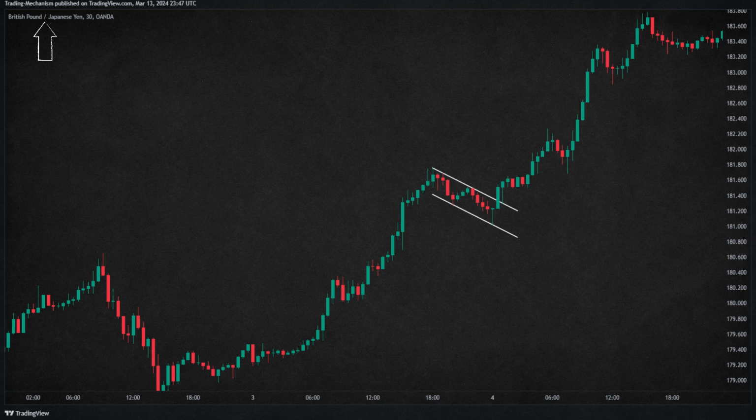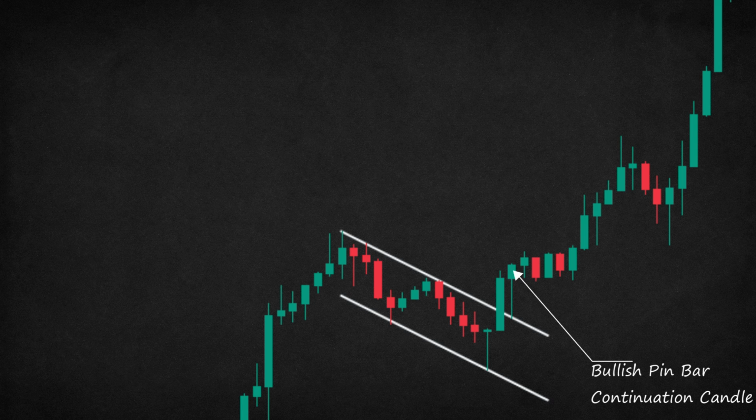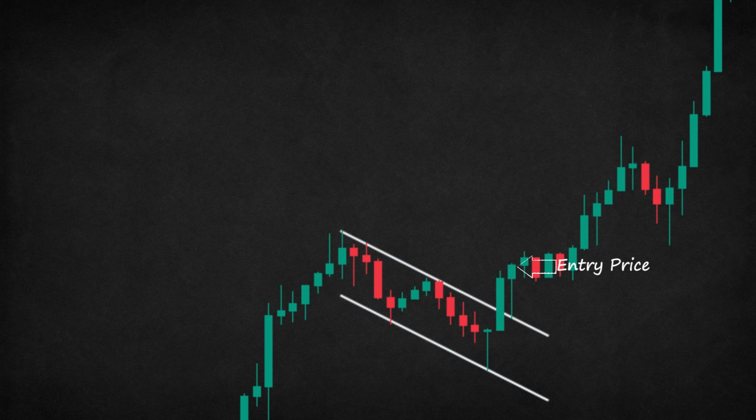In this example of pound yen, we can see a flag pattern in the 30-minute time frame. The market is trending up, and we can observe a retest after the breakout. Additionally, there is a pin bar continuation candle that is closed above the upper band of the flag pattern. This confirms a nice opportunity for a buy position. We can enter this position with a stop below the swing low and set our take profit at 2 times the stop loss.